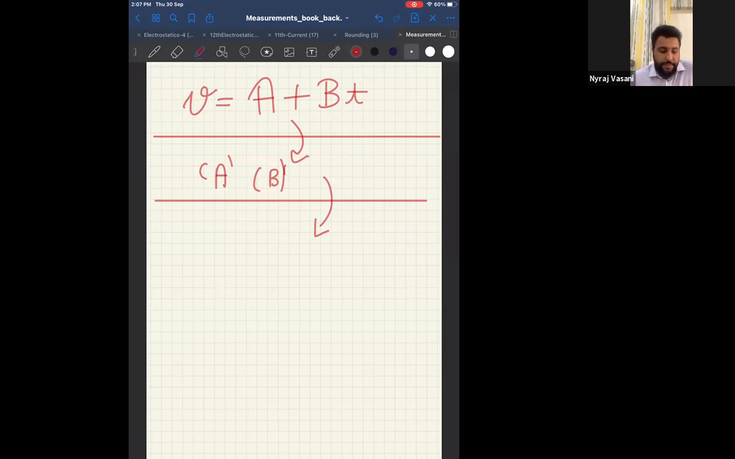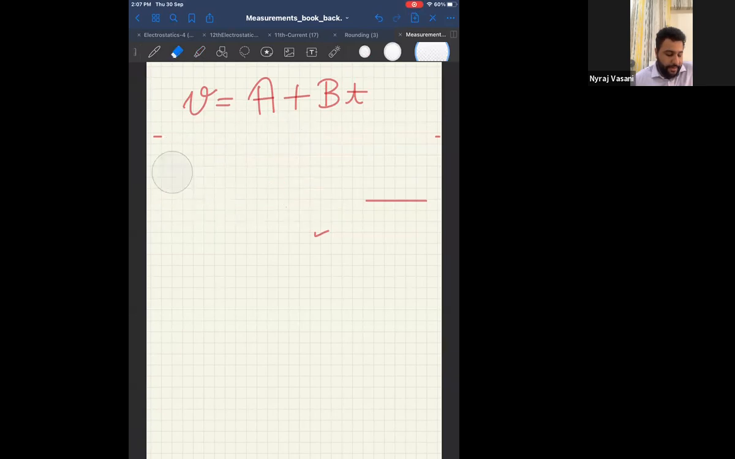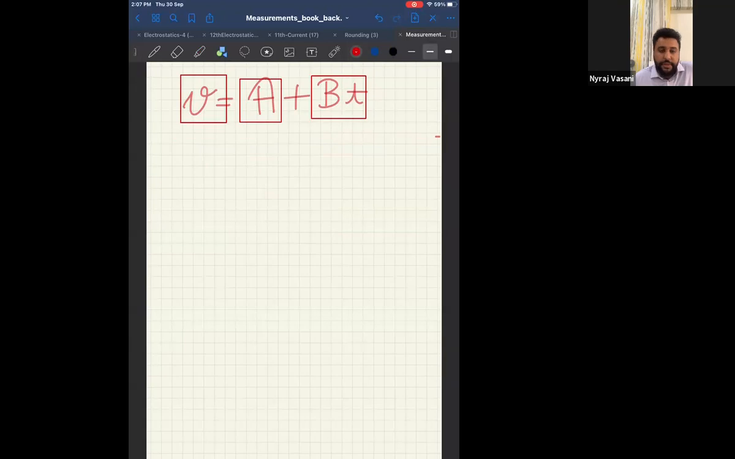V is equal to A plus BT. I have to find the dimension of A and I have to find the dimension of B. Now, since I'm telling you this equation is correct, can I say the dimension or the unit of this, this, and this will all be the same? If the equation is correct, can I say each box should have the same unit? Because we have done this in the past.